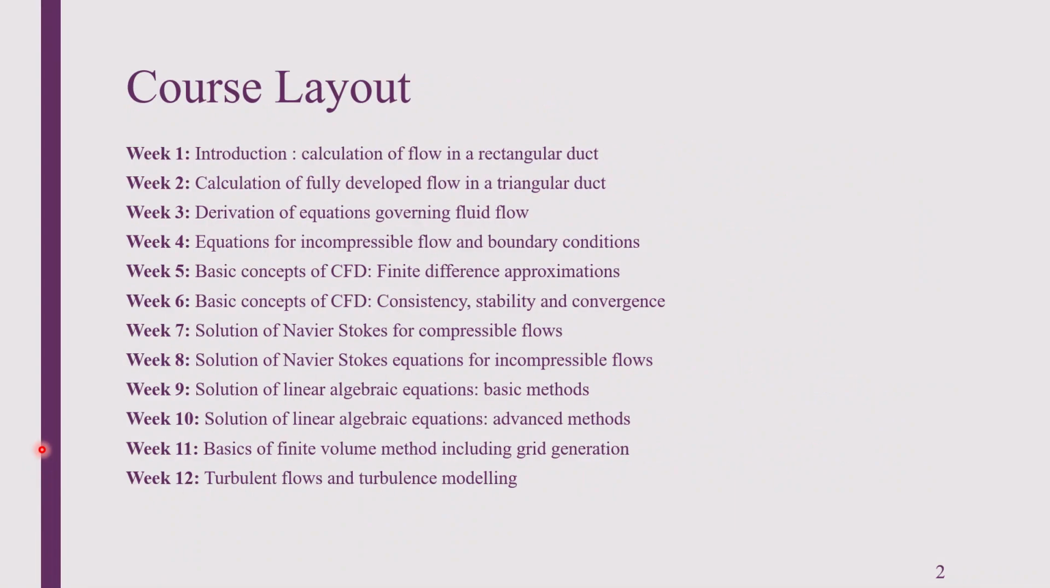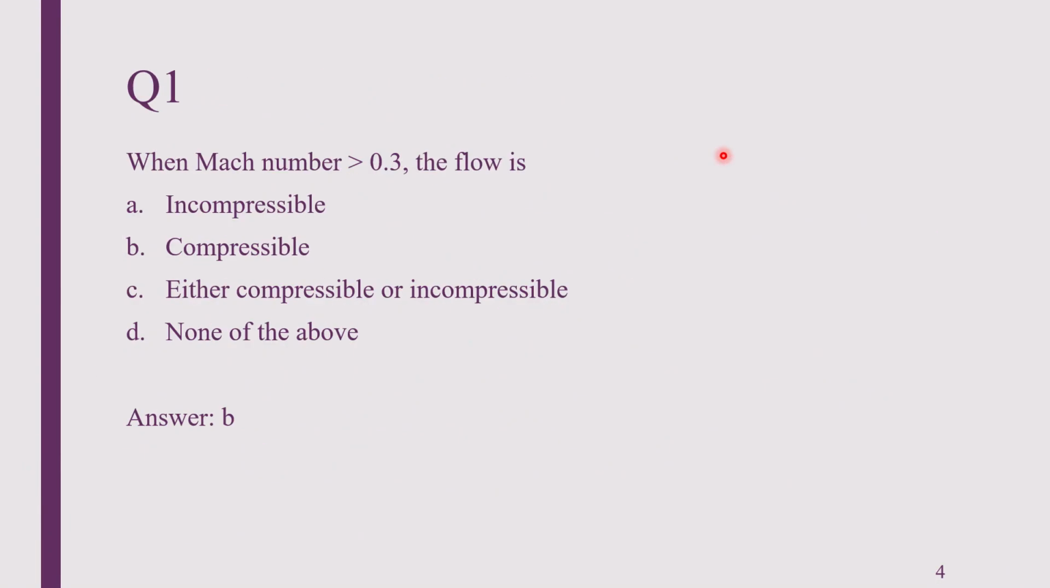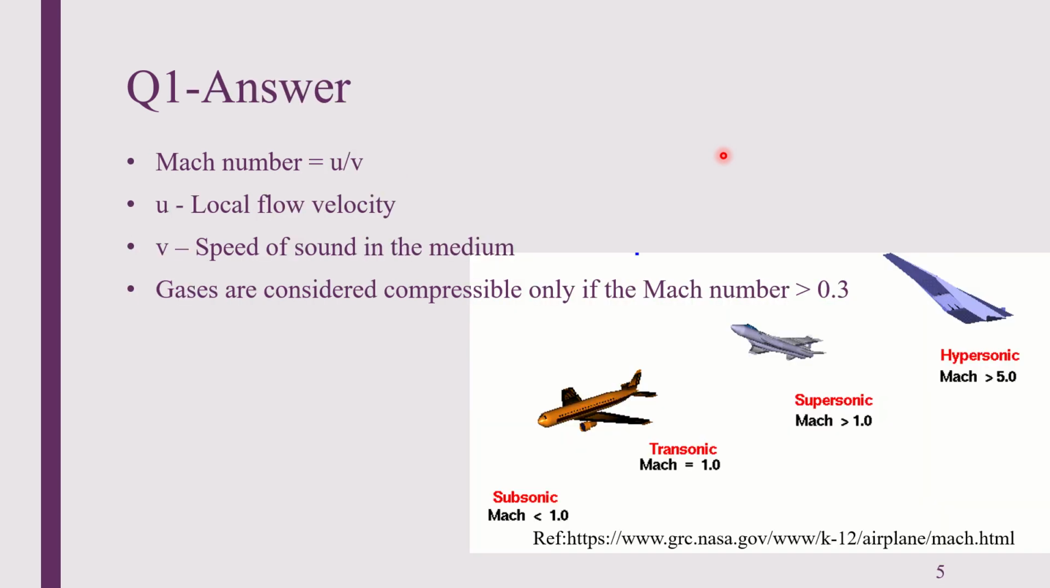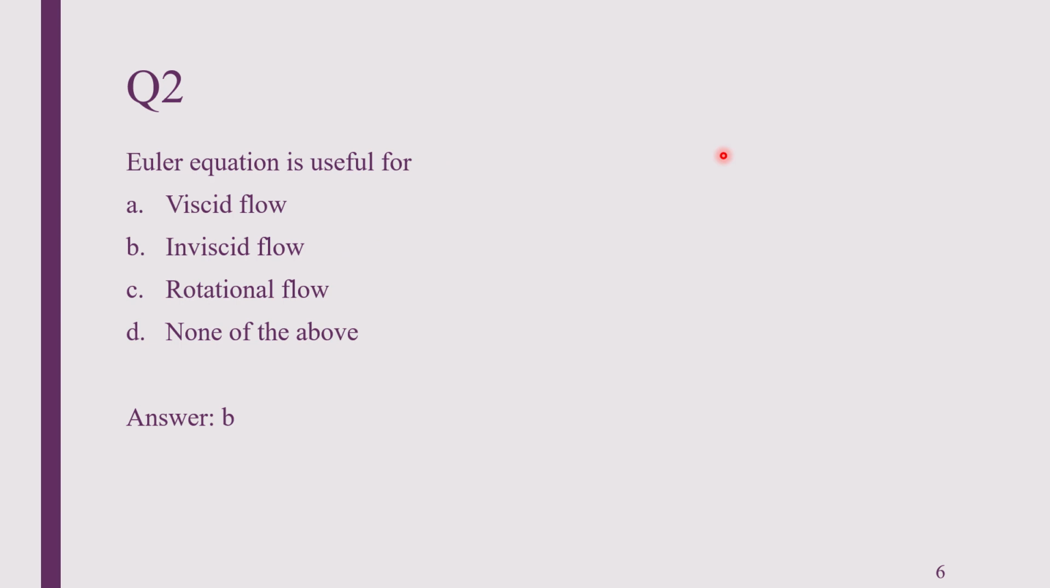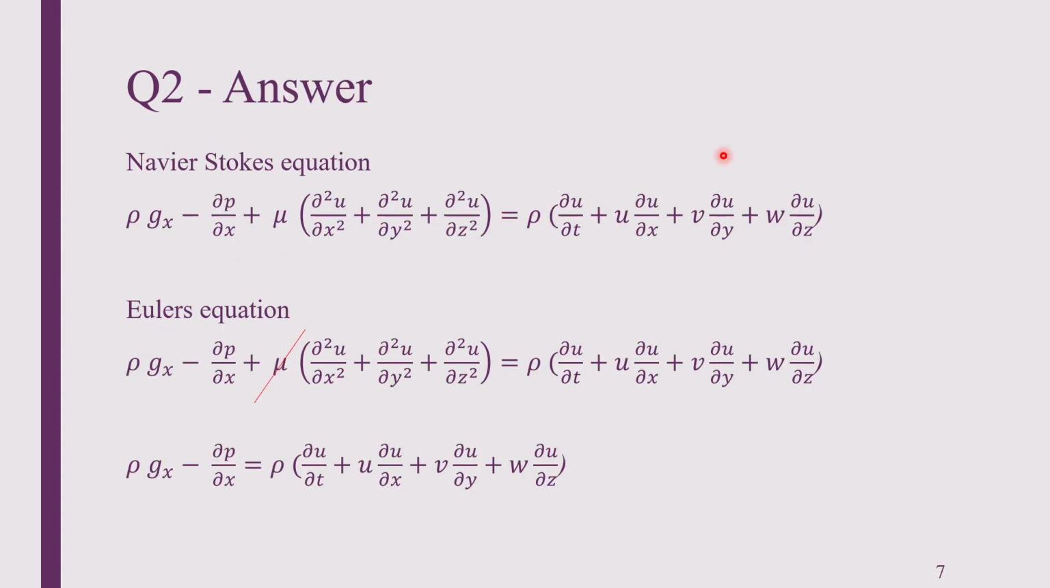So this week it is about calculation of fully developed flow in a triangular duct. In the first 10 or so problems we just saw the basics of the concepts, mostly fluid mechanics. The first question, Mach number greater than 0.3, was about compressible flows. And Euler's equation for inviscid flows, and how from the Navier-Stokes equation, if we neglect the effect of viscosity, we get Euler's equation, which is an assumption in Euler's equations.